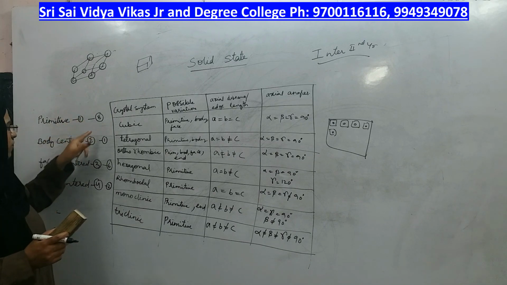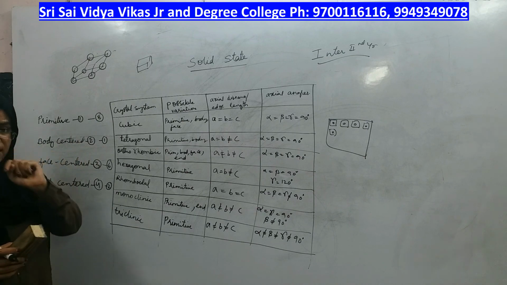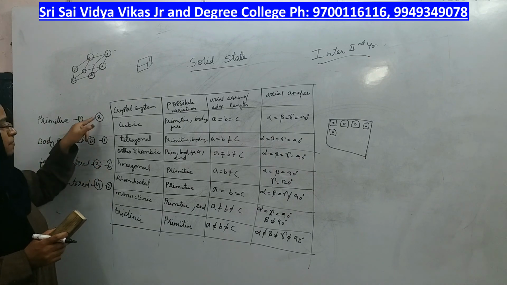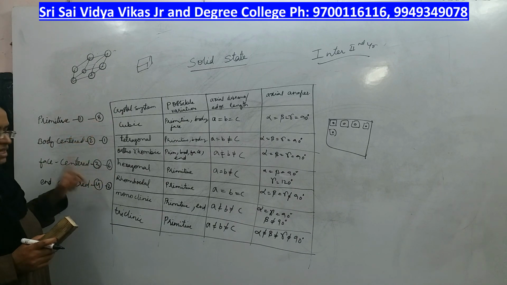In this type of arrangement, how many extra are coming? Body centered means only 1 extra is coming apart from these 8. Face centered means 6 are coming apart from these 8. End centered means 2 are coming apart from these 8, right?